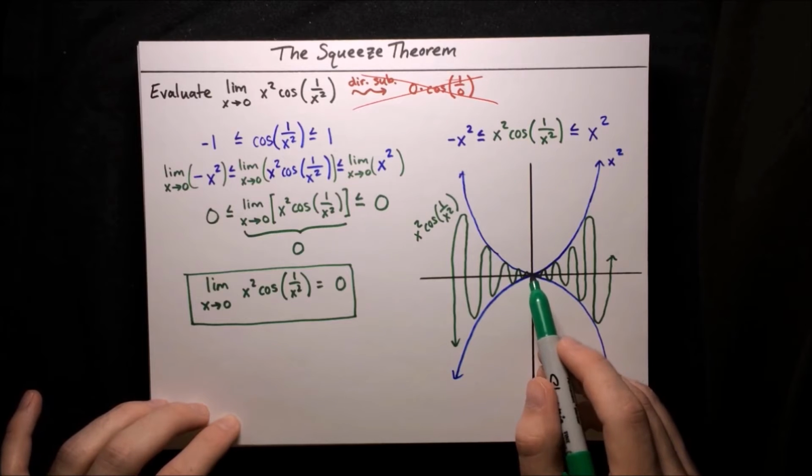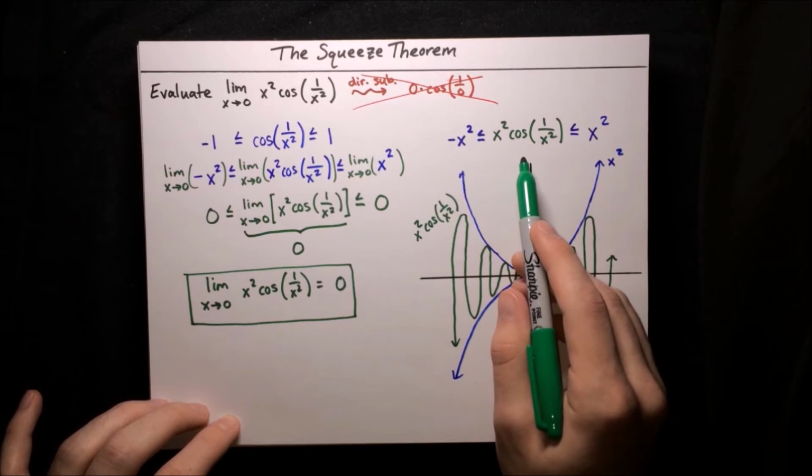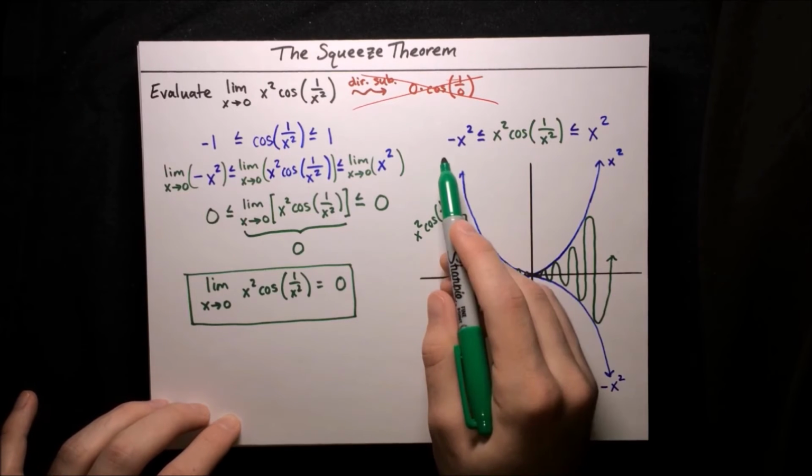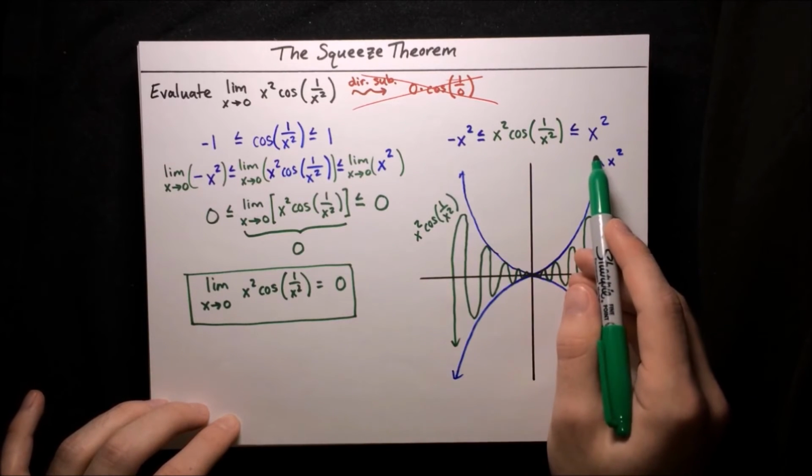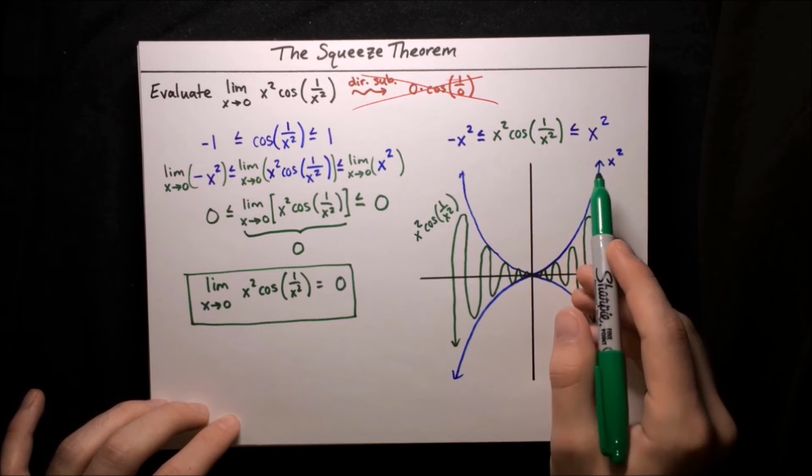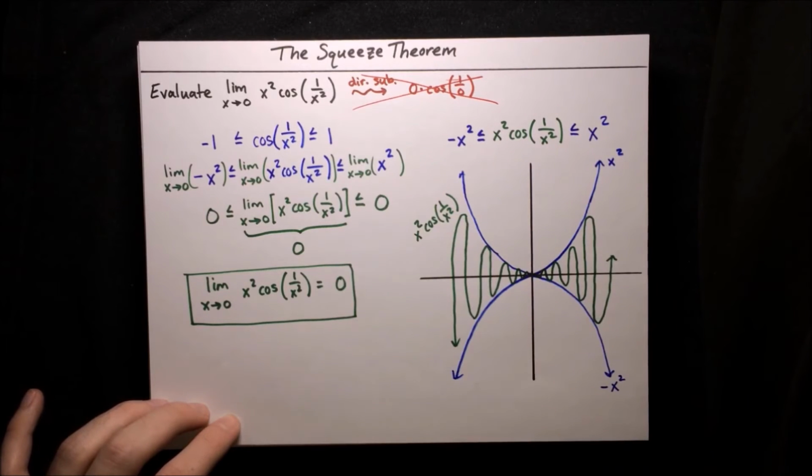So we are squeezing the limit of x squared times cosine of 1 over x squared, as x approaches 0, between the two limits of negative x squared and x squared as x approaches 0. And the squeeze theorem here just states that this is a valid thing to do.